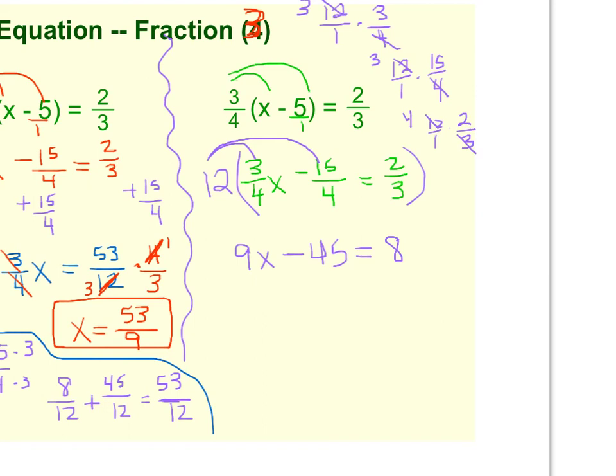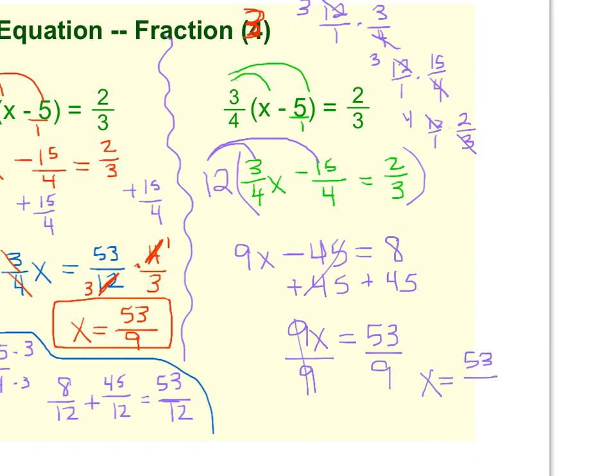All right, so now it's just a two-step equation to solve for x. We'll undo the subtraction first, so we'll add 45 to both sides. Leaves us with 9x equals 8 plus 45 is 53. Undo the multiplying by 9 by dividing by 9. So x equals 53 over 9.